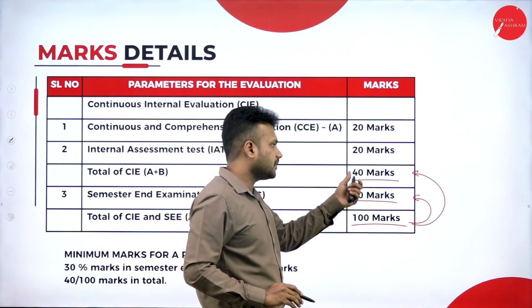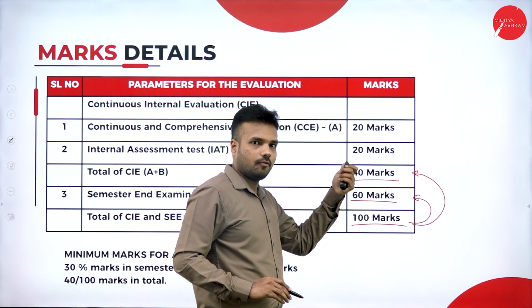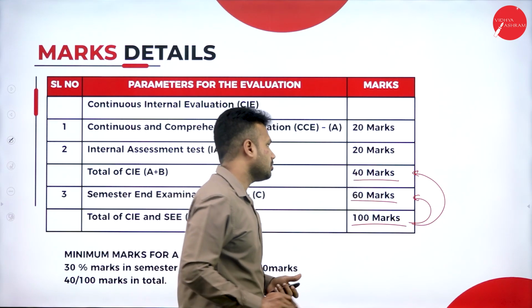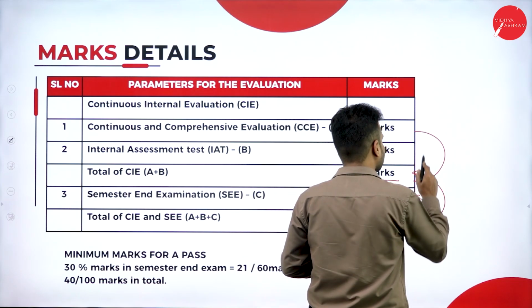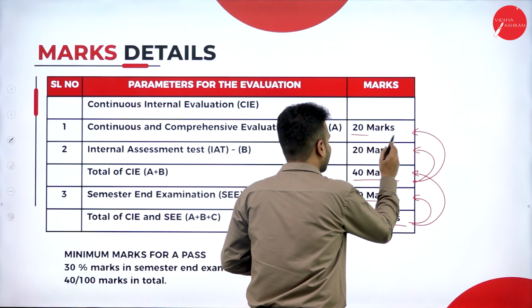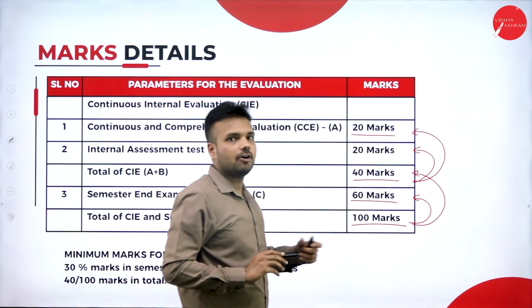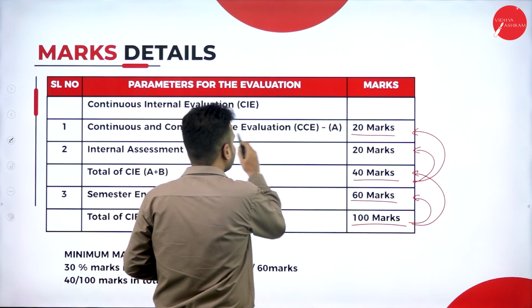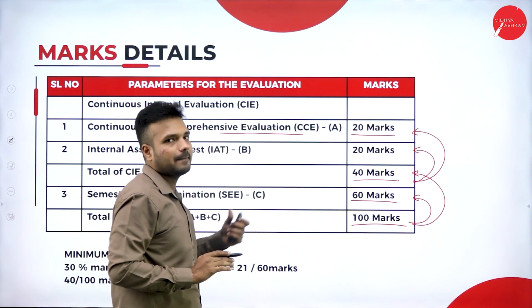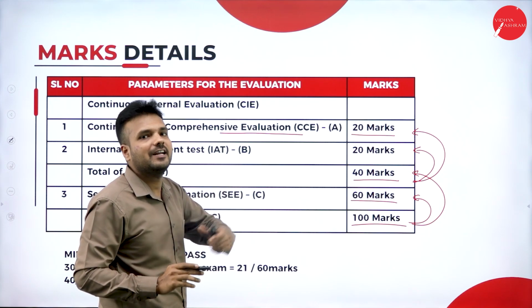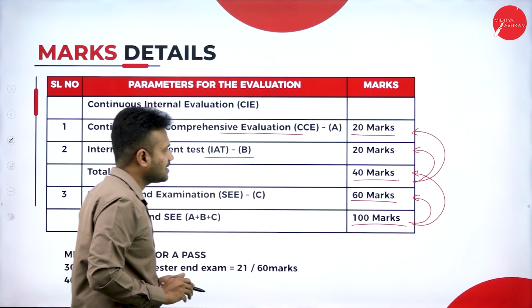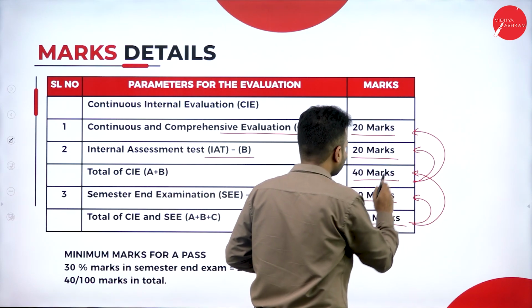So when it comes to the internal component, that is for 40 marks, this internal component is divided into 2 categories. Based on these 2 categories, the internal marks will be allotted. Category number 1, continuous and comprehensive evaluation. It is nothing but the assignment that is given in the college, which must be completed by the students within the specified period of time. And component B is nothing but the internal assessment test that is conducted in the college.